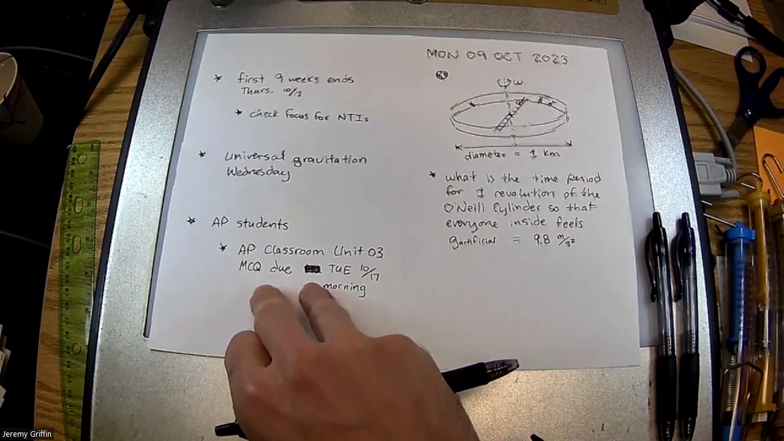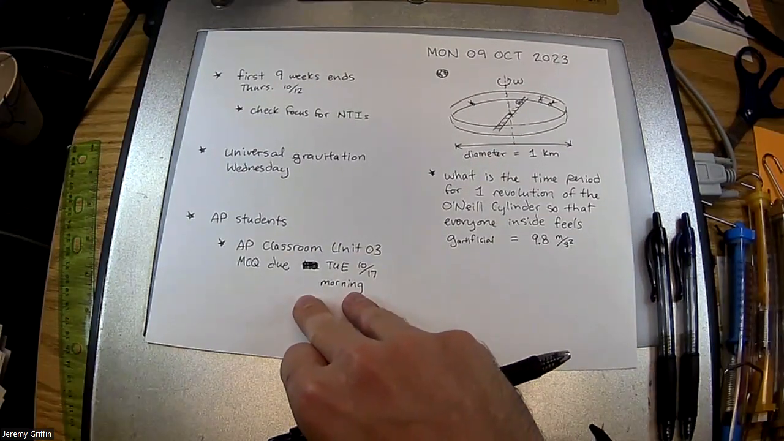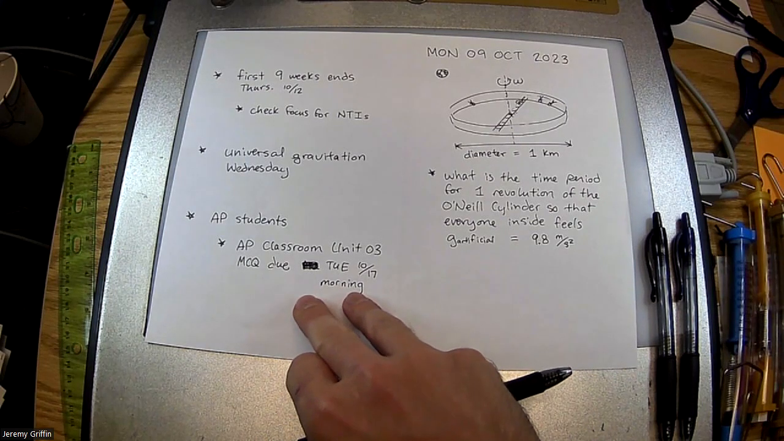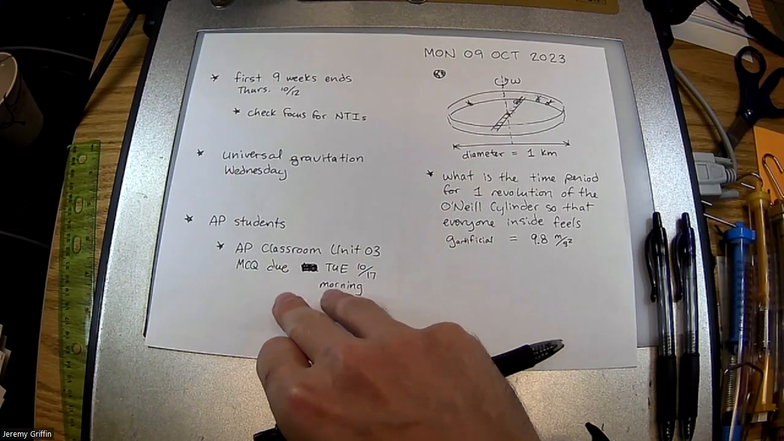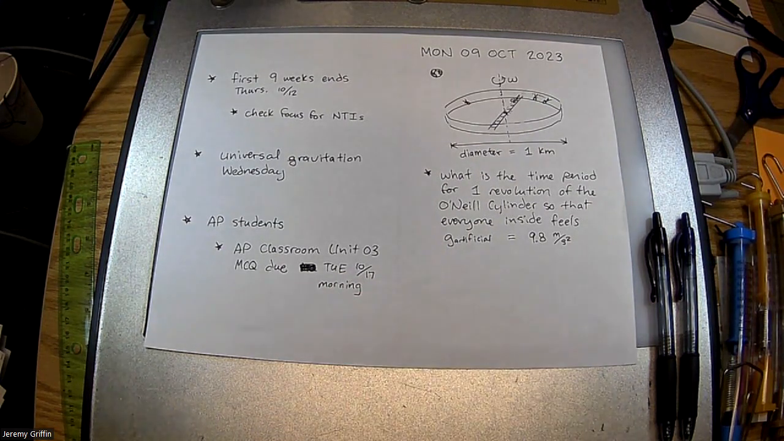AP Classroom Unit 3 multiple choice questions have been open for a while. Let's have those due about a week from now on Tuesday. You guys know we have a 3-day weekend coming up, right? And then when I see you guys on Tuesday, I think you should have enough knowledge by then. I read the questions myself, double checked. I think by the end of this week, you guys should be able to answer those questions. Go over the answers then.